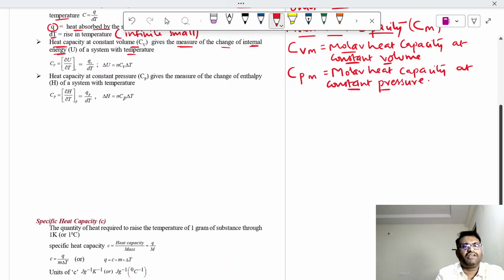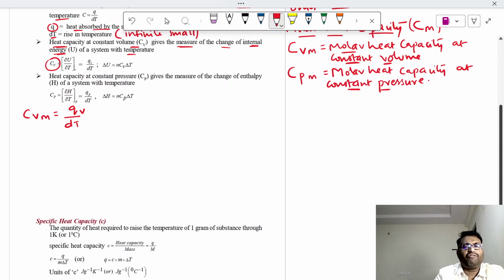So let us see here. CV is already mentioned here. So CV is equal to, for molar heat capacity, m is not mentioned, or you can also mention it. CV is equal to Q by dt, when the rise in the temperature is infinitesimally small, we use dt. And this heat is absorbed at constant volume, so we mention it as QV.